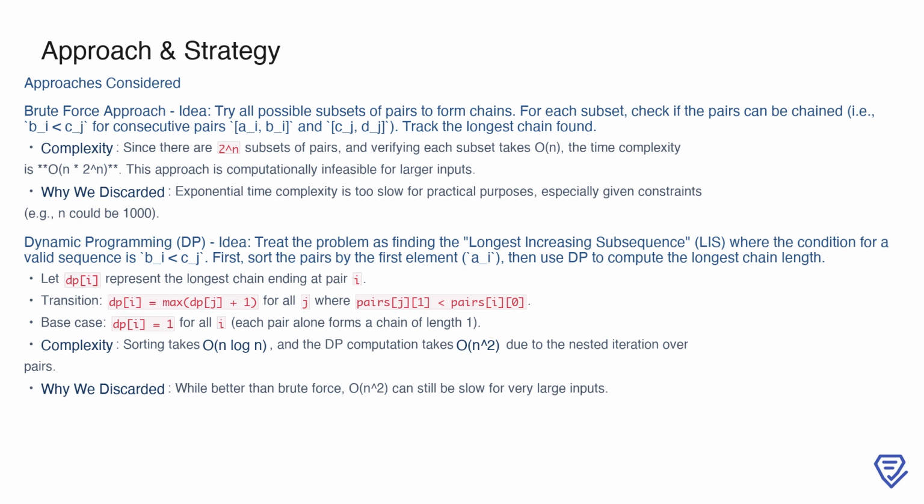To address this, we moved on to a dynamic programming solution. The DP approach frames the problem as finding the longest increasing subsequence, where pairs are sorted by their first element, and we calculate the longest chain ending at each pair. The transition step involves comparing pairs to decide if they can be chained, updating the DP array accordingly. While this approach is much faster than brute force, with a time complexity of n², it can still be too slow for very large inputs. This highlights the need for an even more efficient strategy.